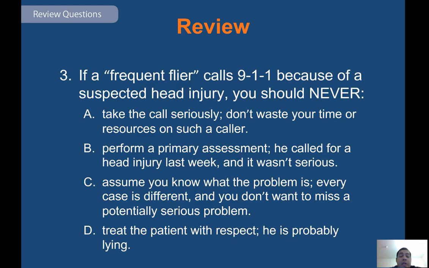So every patient you want to make sure that you take seriously. Pretend like you don't know the patient. Do a full assessment. Make sure you don't miss anything.